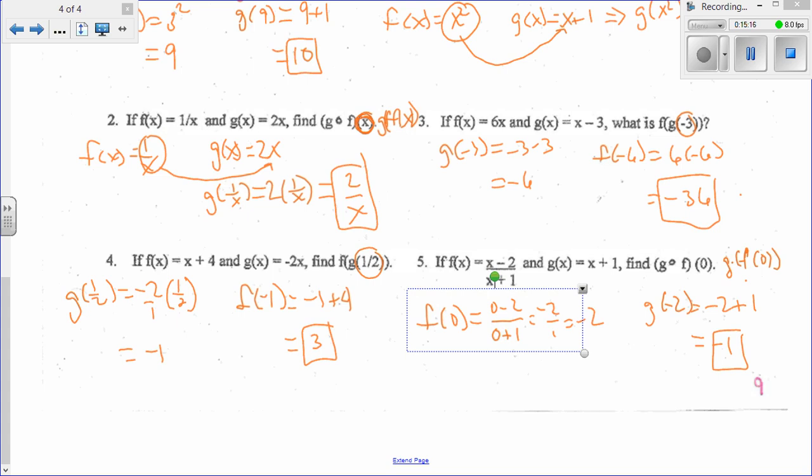So the key to working with composition of functions is knowing that you either start on the inside function and work your way out, or you start with the second function and work your way backwards.